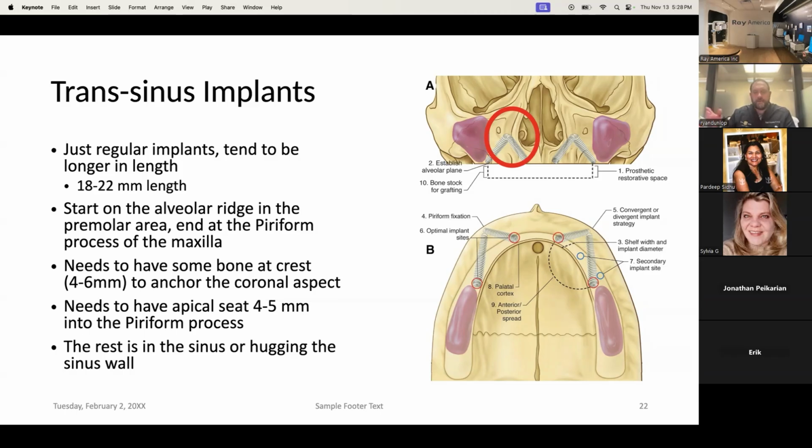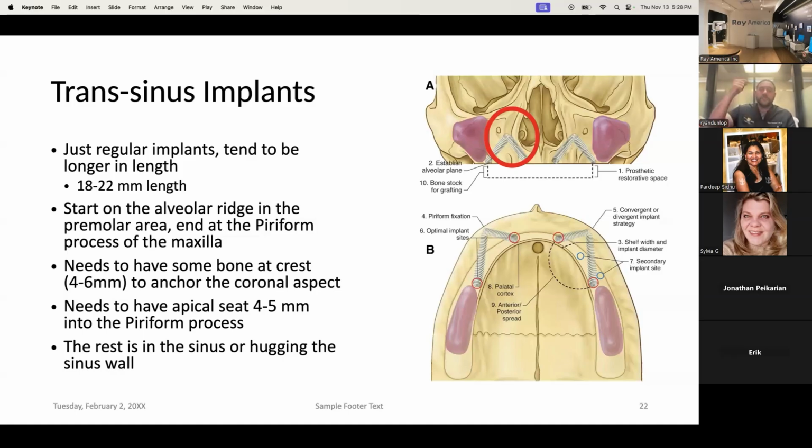So we can go from the ridge through the air of the sinus and then engage the bone on the opposite end of the sinus on the side of the nose. If you visualize that, I have some other pictures that I'll show you, but you want to have some bone at the crest, which is ideally 4 to 6 millimeters, to anchor the coronal aspect of the implant. Then you can have up to 10 to 12 millimeters of empty space where you're just going through air.